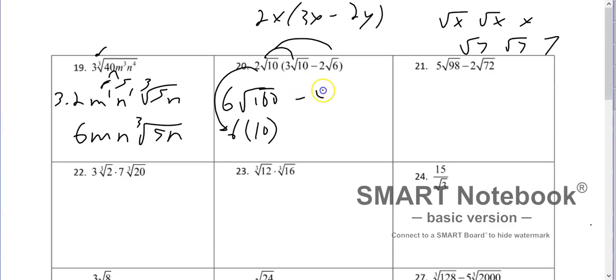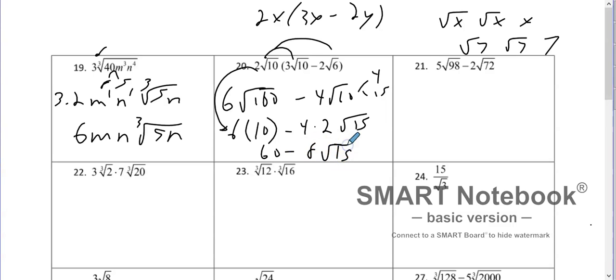Minus 2 times 2 is 4. And radical 10 times radical 6 is radical 60. Now here's the thing. Radical 60 can break down into 4 and 15. So minus 4 times the square root of 4, which is 2, and the radical 15 stays inside. Clean it up. This is 60 minus 8 radical 15. Final answer.